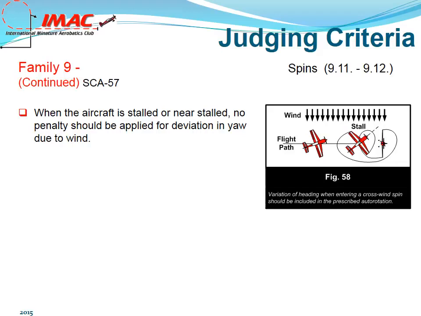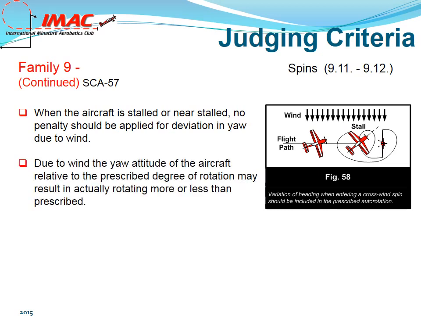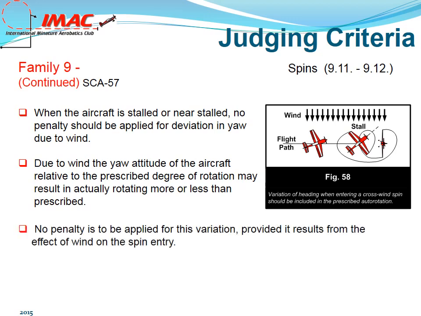When the aircraft is stalled or near stalled, no penalty should be applied for deviation in yaw due to the wind. Due to the wind, the yaw attitude of the aircraft relative to the prescribed degrees of rotation may result in actually rotating more or less than prescribed. No penalty is to be applied for this variation, provided it results from the effect of wind on the spin entry.